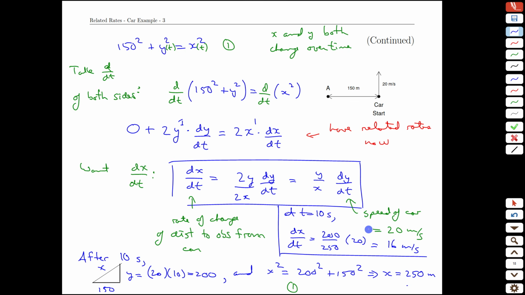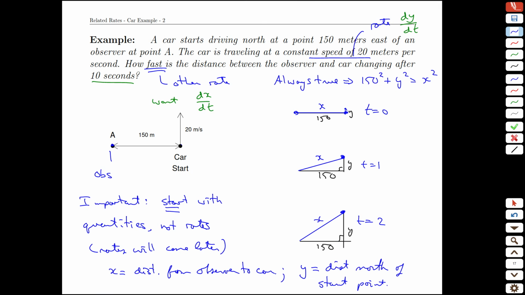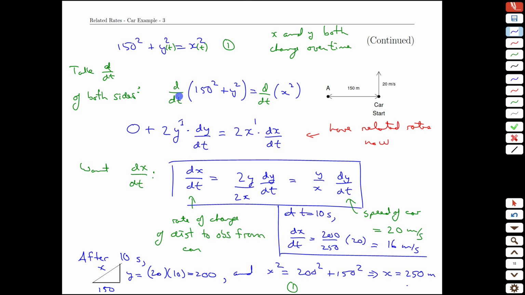Just going over the fundamental steps, there really are two anchor points. One is to come up with the relationship between the quantities in the problem, here the distances, and we come up with some equation there based on our knowledge of geometry. And then the second major step was to take the derivative with respect to time of both sides and carefully apply the rules of implicit differentiation. You'll see that theme throughout our related rates section.